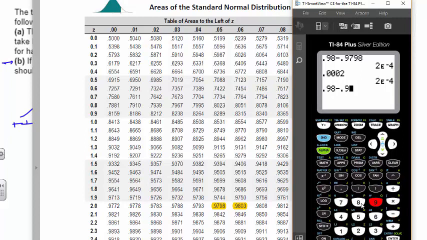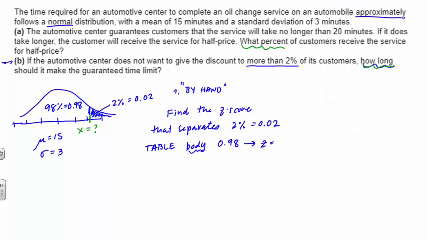And then 0.98 minus 0.9803 gives us 3e to the minus 4, or 0.0003. So which one is smaller tells us which one is closer, and this 0.0002 is closer. That means 0.9798 is closer. So from here we want to read the z value from this value. So we go over here to read the first two digits, that's 2.0, and then go back up here to read the last digit, 5. That means that the z value is 2.05. That separates 2% to the right.